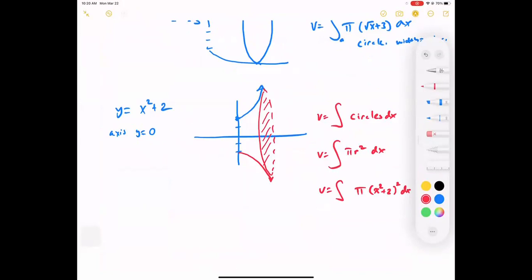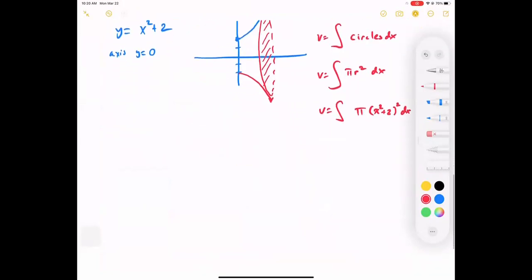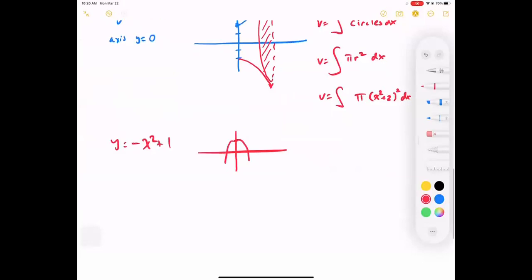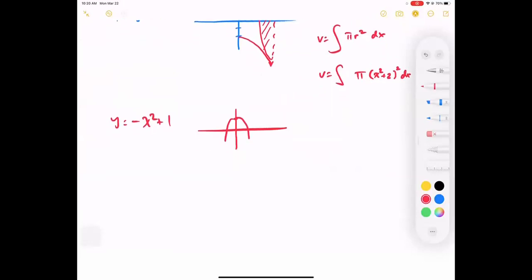Okay, so let's come up with another problem. Let's do something like this: y is equal to negative x squared plus 1. All right, great. That's a parabola facing downward at 1. And then if I ask you to rotate around y is equal to 0, we're going to rotate around this.